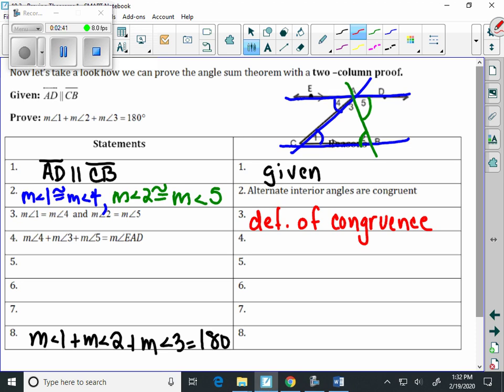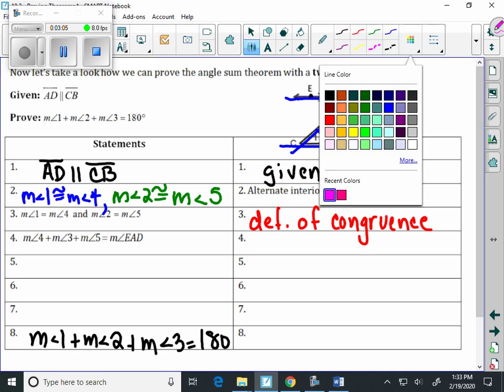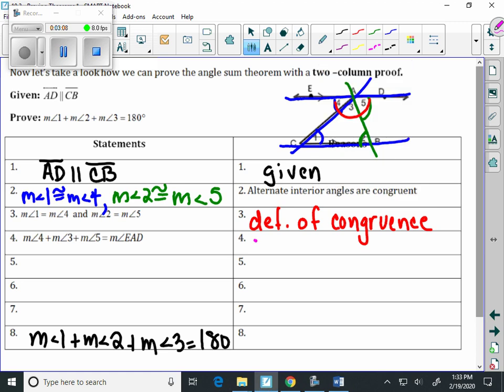So next, we're going to take angle 4 plus angle 3 plus angle 5. Angle 4 plus angle 3 plus angle 5. And look what I just wrote in. I wrote in that protractor, and angle 4 plus angle 3 plus angle 5 equals the measure of angle EAD. And what we did is we took those angles and we added them together, so we can say that we used the angle addition postulate. I'll abbreviate the postulate.